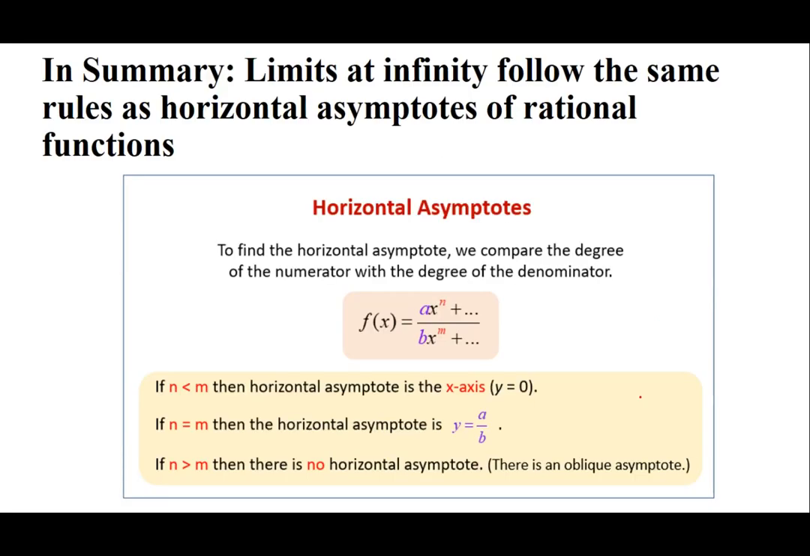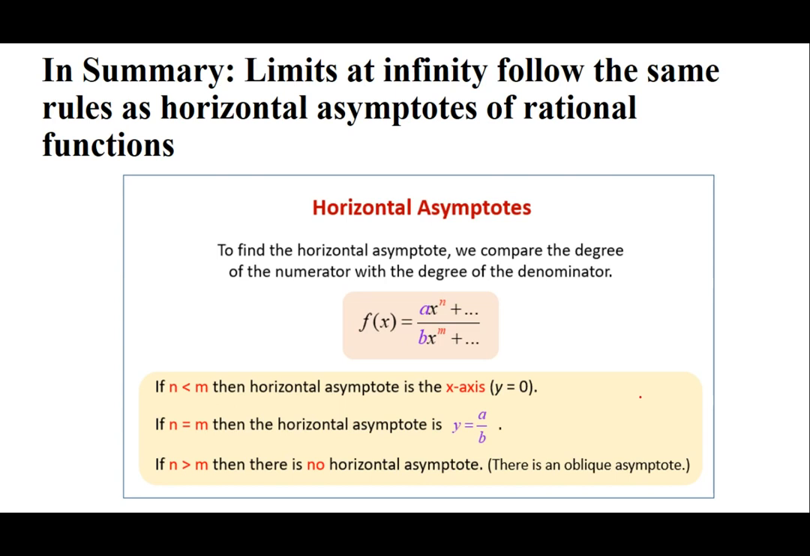This is just, first of all, a quick reminder of the summary of what we learned yesterday, which is basically that limits at infinity follow the same rules as horizontal asymptotes of rational functions. And you're going to see that these rules actually have a direct application to sequences that we're going to look at today. So again, this is kind of the pre-calc explanation, the rules for horizontal asymptotes.